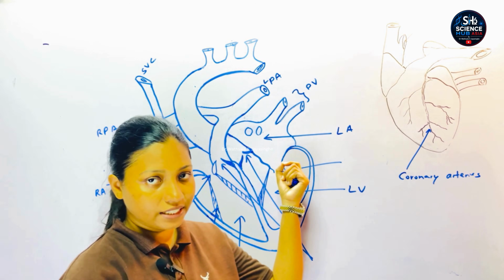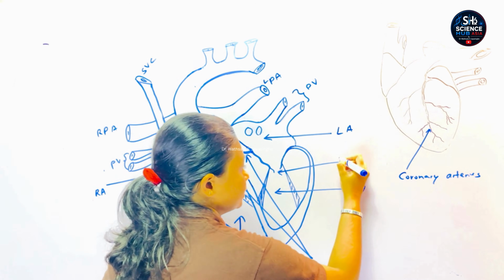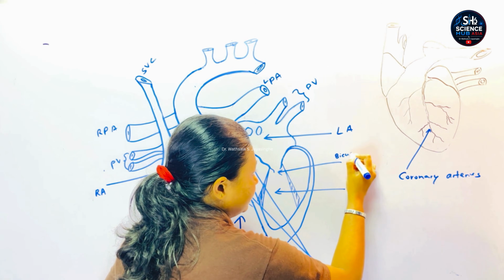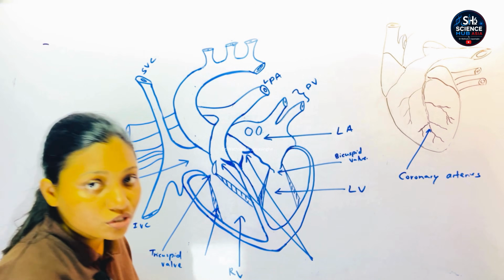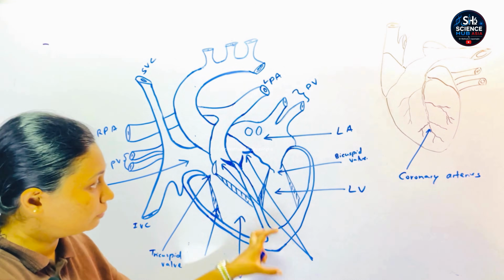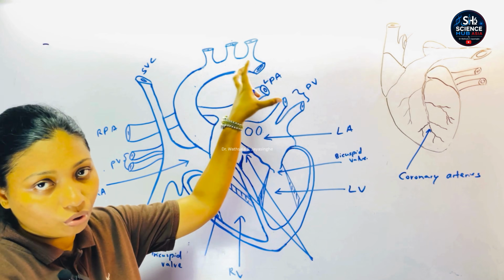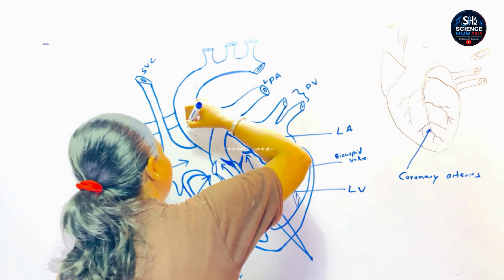Then this oxygenated blood will go to the left ventricle through the bicuspid valve. Bicuspid valve is also known as mitral valve. So blood will go there. Then from there, blood will be going all over the body. The oxygenated blood will be supplied all over the body through aorta.